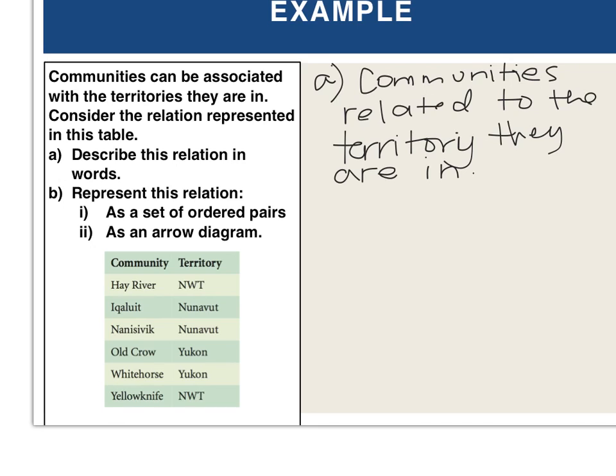So 2B here asks us to do two different things. It says, write it as a set of ordered pairs. You've done that before, even if you don't remember it. And as an arrow diagram. A set of ordered pairs has a really specific notation. This is the part that a lot of people feel is not very mathy, but it does have a really specific way you should be doing it.